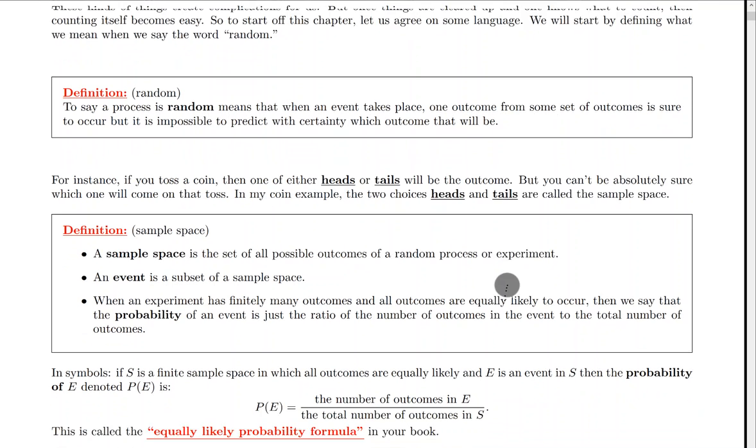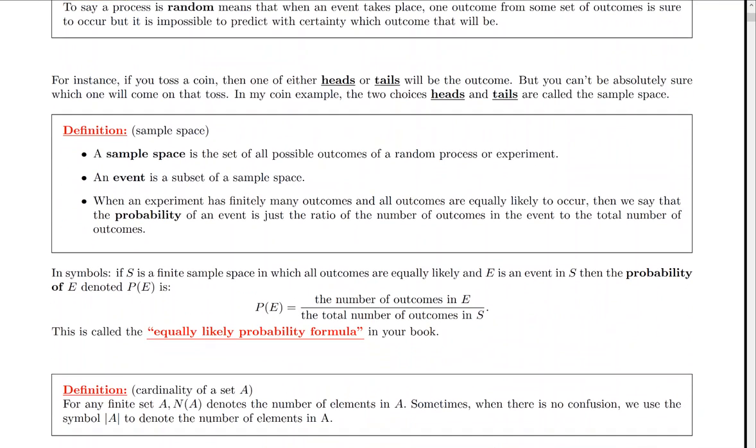Okay. A couple other terms. Sample space is the set of all possible outcomes of a random process. So in my example about the coin toss, the sample space would be heads or tails. Those are the possible things that could happen when you run the experiment, so we call them the sample space. An event is a subset of the sample space. So getting heads is an event, or getting tails is an event. So it's one of those two.